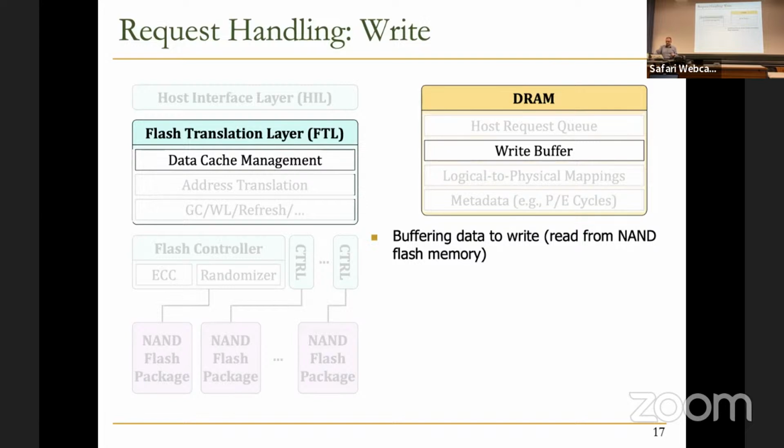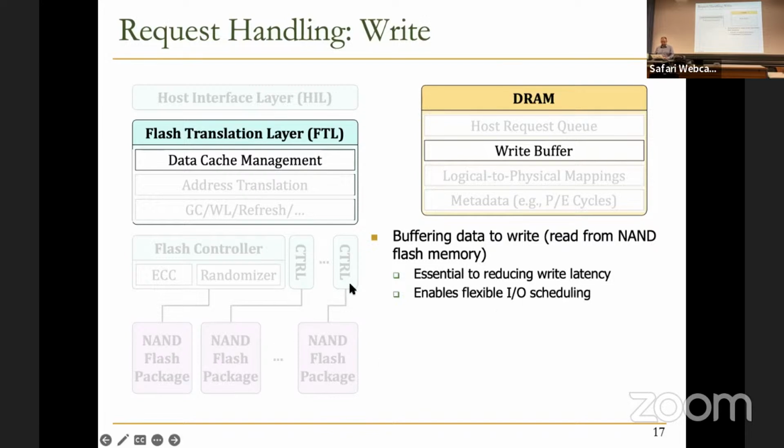So first, we just buffer data to the write buffer. So the data that you want to write, you need to buffer it. And there are a couple of reasons for that. One of them is that writes in flash memory are quite costly in terms of latency. And if you want to pay the latency for writes every time, you cause a lot of performance overhead to the system. So most of the time, you just write to the write buffer and then send the acknowledgement to the host system. And then the write operation can happen in the background. So that's why this write buffer is quite essential to reduce the write latency.